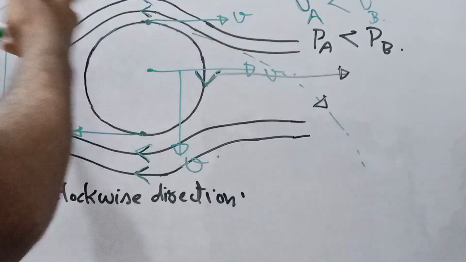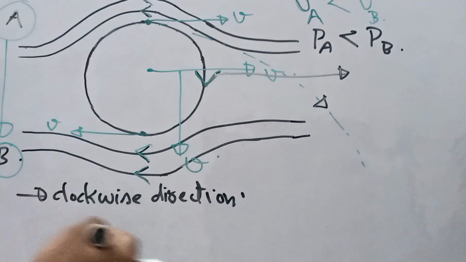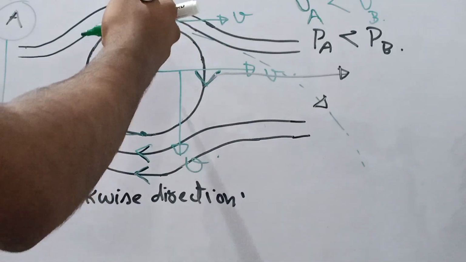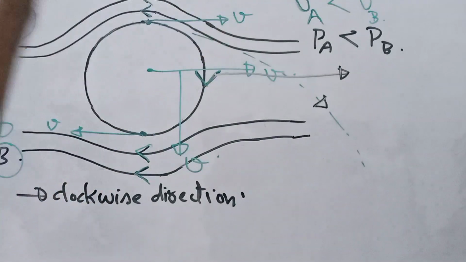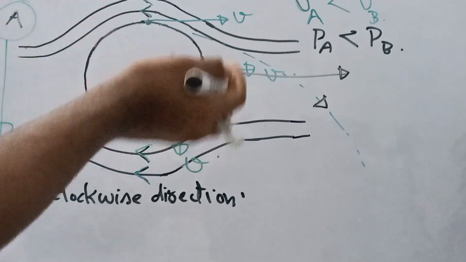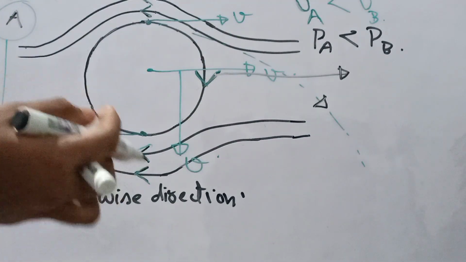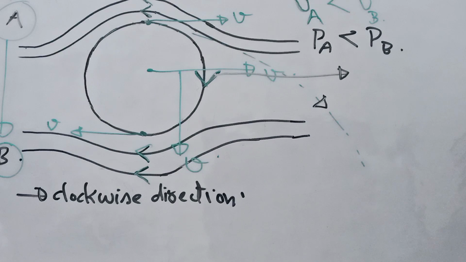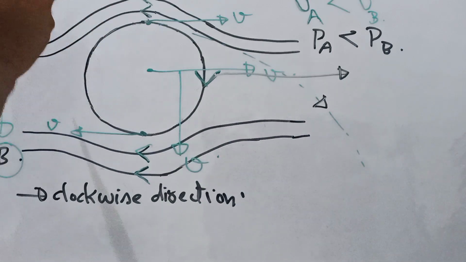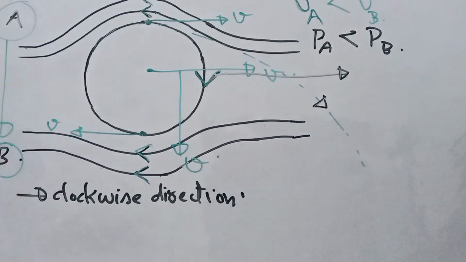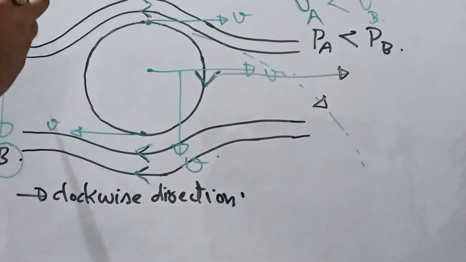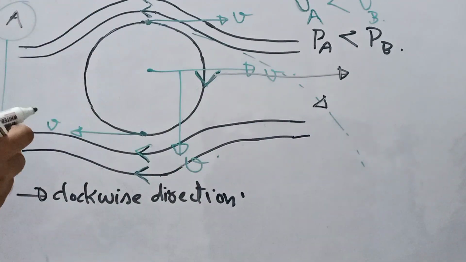The velocity at point A is less than velocity at point B. It's because the velocity of this point particle is always in opposite direction to the velocity of the air currents. So it will create lesser net velocity. The velocity at point A will always be less than velocity of B. That creates a pressure at point A will always be lesser than pressure at point B.